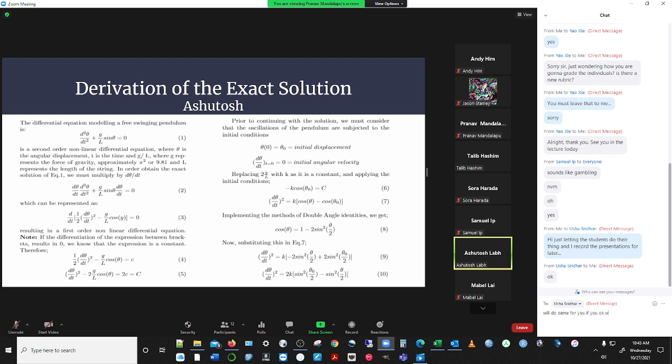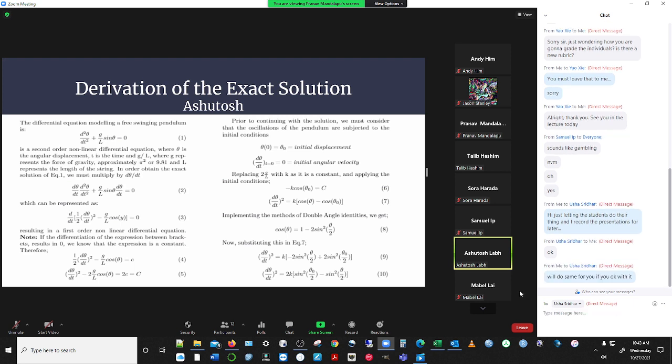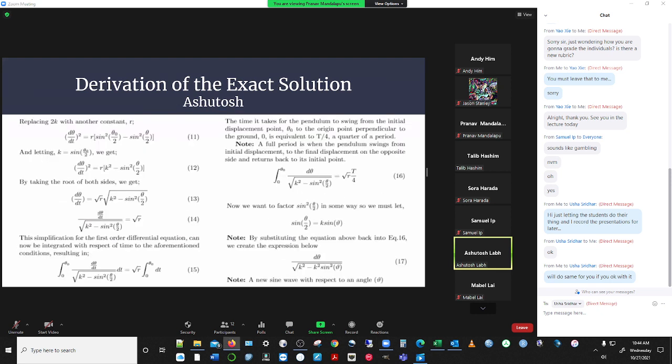Now that we've done that, we factor out the 2, and that gives us equation 10. Can you go on to the next slide, please? Yeah. All right. Now that we had factored out the 2 from the previous step, we replaced the 2k in the front with another constant called r. Why? Because we just want to make our calculations simpler for our later steps.